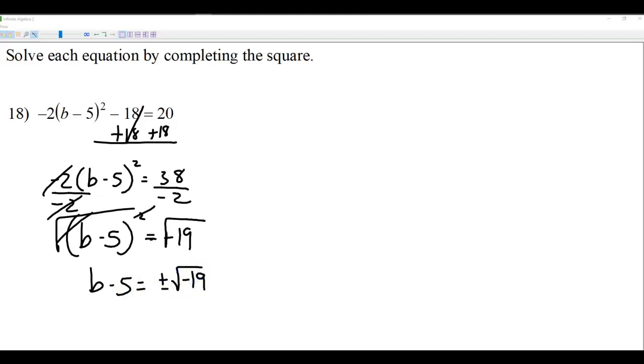Now, when we have a negative under the square root, we like to cross that off and put an i there. And then after that, you would try to break down your square root if you can, but 19 doesn't break apart, and so there's no pairs for me to take out, so I could skip that step, and we're ready to go ahead and just add 5 on both sides. And I get 5 plus or minus i square root 19. That's an imaginary number.